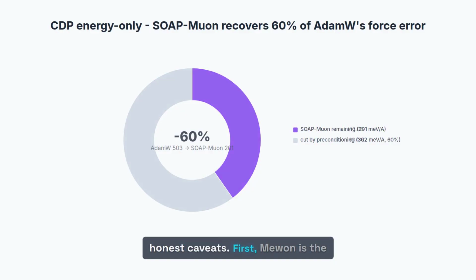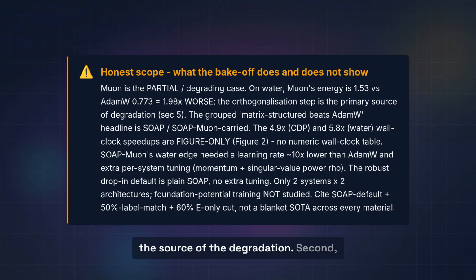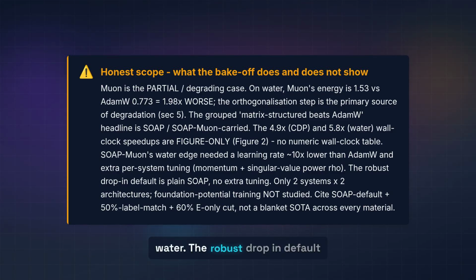Three honest caveats. First, Muon is the partial case. On water, Muon's energy is almost twice as bad as AdamW. The orthogonalization step is the source of the degradation. Second, the 4.9 and 5.8 times wall clock speedups are figure only, with no numeric table. Third, SOAP Muon needed a learning rate 10 times lower than AdamW and extra per-system tuning on water. The robust drop-in default is plain SOAP, no extra tuning, though only two systems and two architectures were tested.